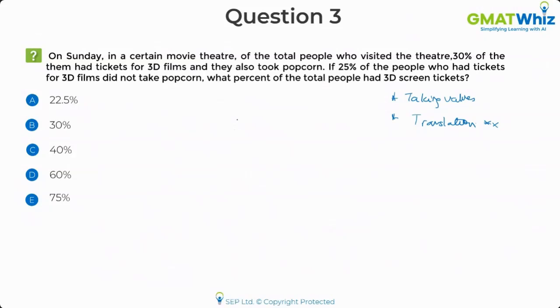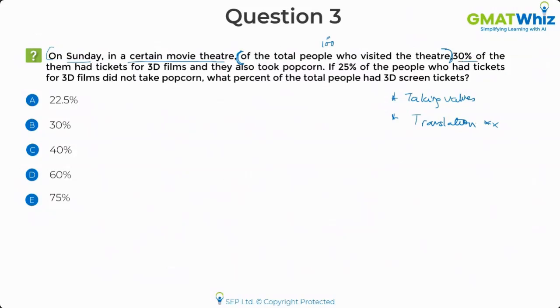Once again, let's read it and see what we can do about this kind of question. What is given to us? Maybe I'll show you a different way of doing it. We have already done tree structure. Now in this question, on a Sunday in a certain movie theater, these are additional information not going to help us much. Of the total people who visited the theater, I'm talking about all the people. If you want, we can take this as 100, but we'll keep this in hand. We don't know whether this would be 100 or something else, but most probably it might turn out to be 100.